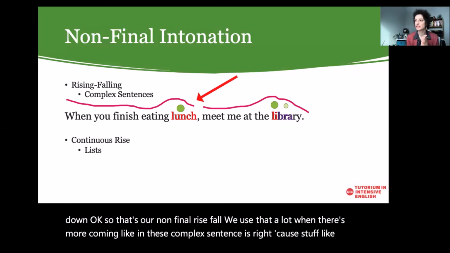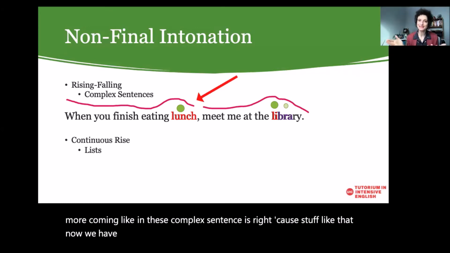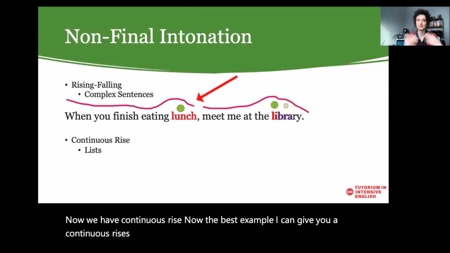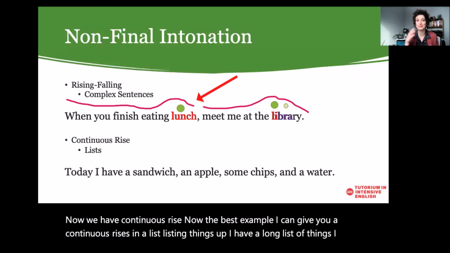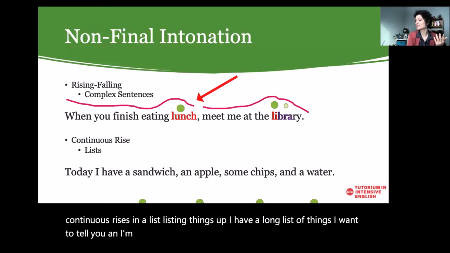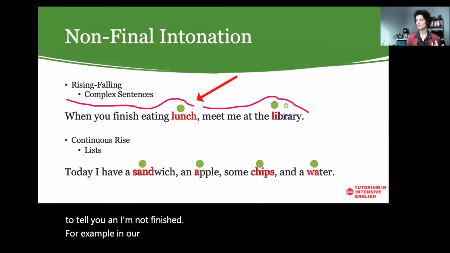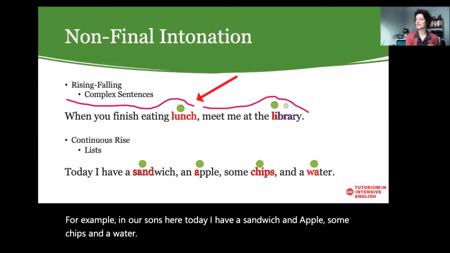Now we have continuous rise. Now the best example I can give you of a continuous rise is in a list. Okay, I'm listing things off. I have a long list of things I want to tell you and I'm not finished. Like for example, in our sentence here today, I have a sandwich, an apple, some chips, and a water. It's a pretty good lunch.